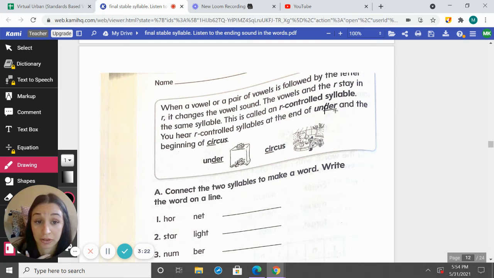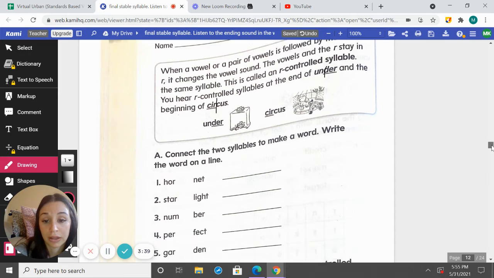And it stays together. So this is an R-controlled syllable. In the beginning of circus, again, we break up circus right here. That IR stays together, and it is an R-controlled syllable. So this says, connect the two syllables to make a word. Write the word on the line.